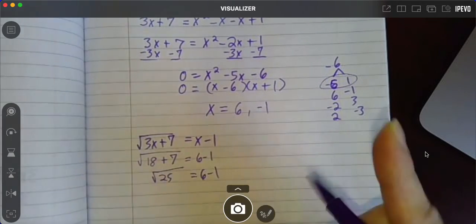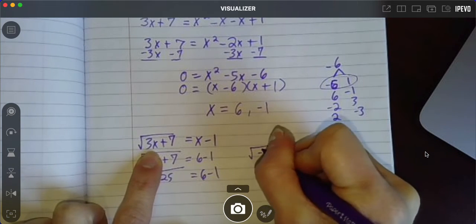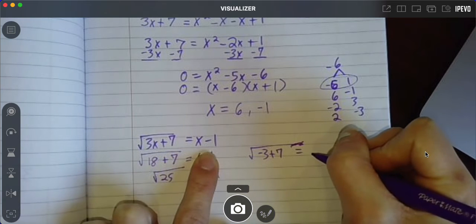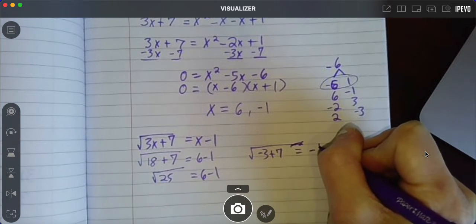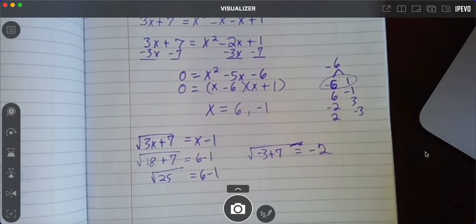I'm going to go with my original equation. So what's 3 times negative 1? Negative 3. So I get negative 3 plus 7 is 4. Equals. And then what's negative 3 minus 1? Negative 4. Did I say that right? No, I'm sorry, it's negative 1 minus 1. Sorry, that was my fault. I said the wrong number.